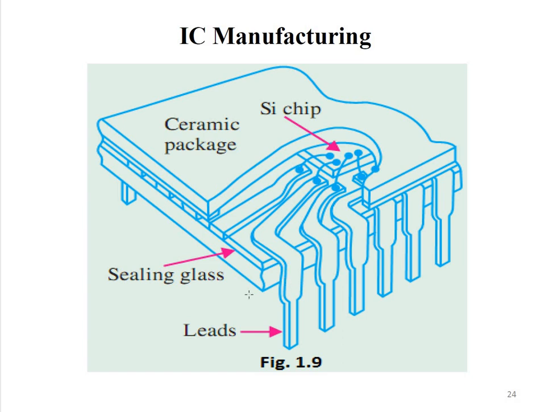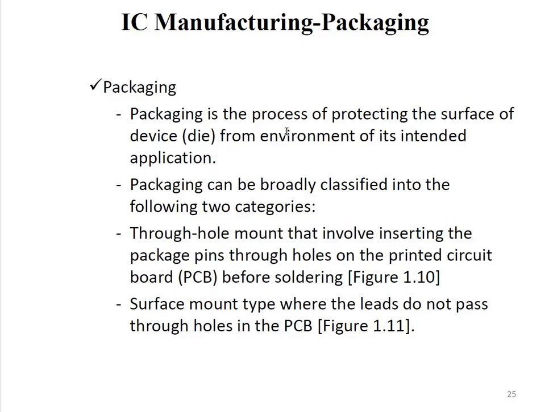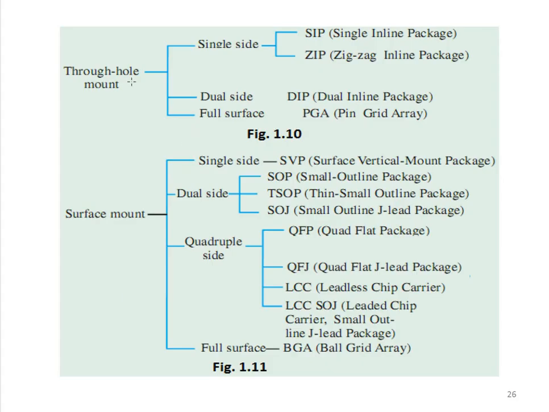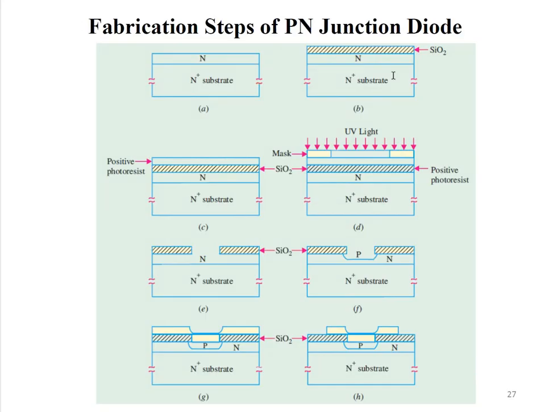Wire bonding. In IC manufacturing, we have sealing and leads, ceramic package and silicon chip. Then proper packaging is done. It's the process of protecting the surface of the die from the environment and its intended applications. Through-hole mount has single side, dual side or full surface, and they have their classifications. Surface mount again has single side, dual side, quadruple side and full surface.